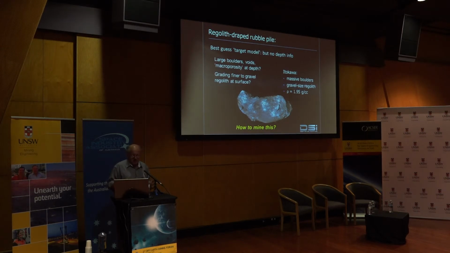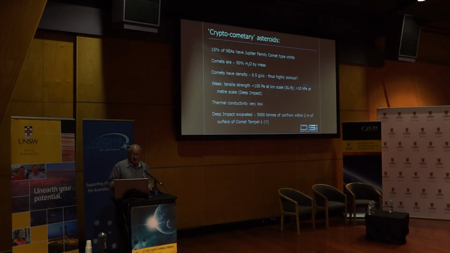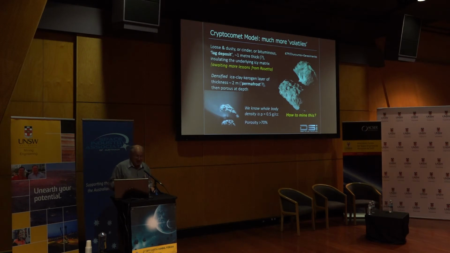Lots of porosity in it, obviously, because the density of the minerals is about 3.5, and here its bulk density is 2, so obviously a very porous body. And the crypto-cometary asteroids are about 50% water by mass and highly porous, and they're supposed to have quite low tensile strength. But the classic of that is, of course, the information coming in right now and over the last year from Churyumov-Gerasimenko. How's that?